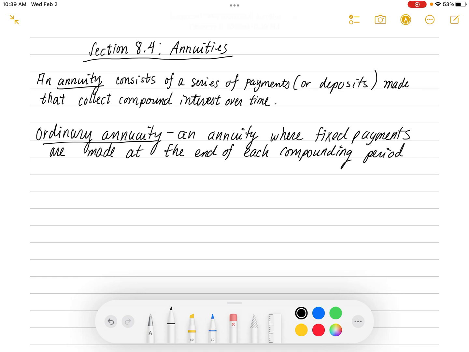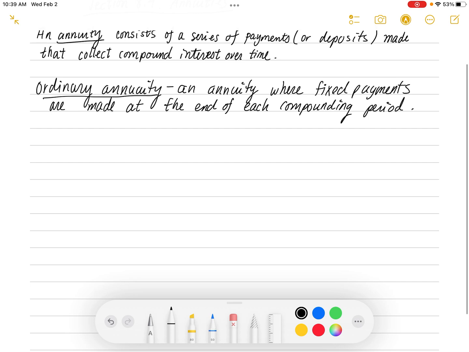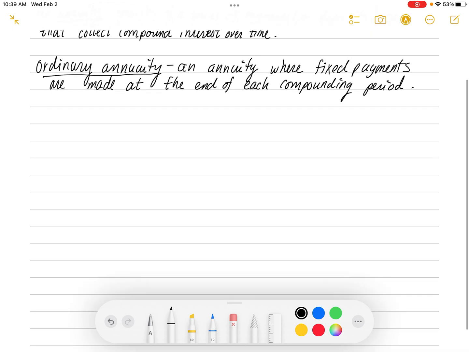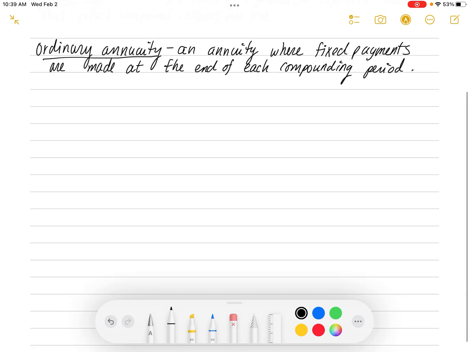So maybe at the end of every month, maybe at the end of every year, maybe at the end of every quarter. So that's what we're going to focus on. These kind of annuities where we pay the same amount at the end of every month, every year, every quarter. So we want to show you what's the future value formula for an ordinary annuity.